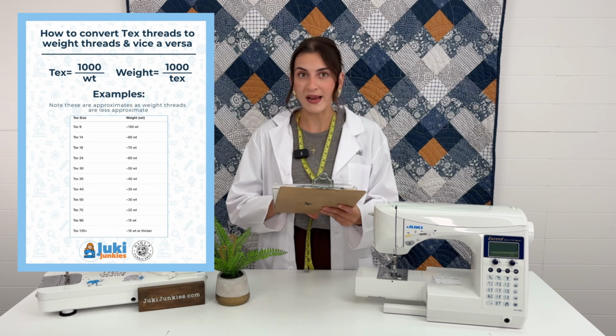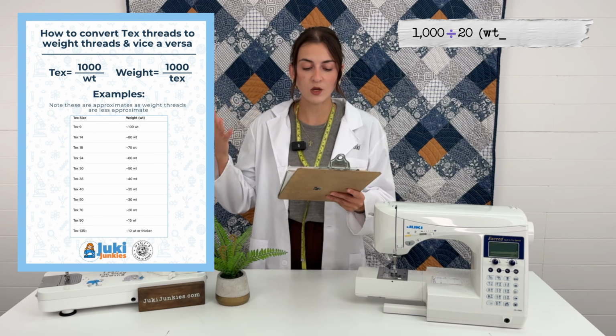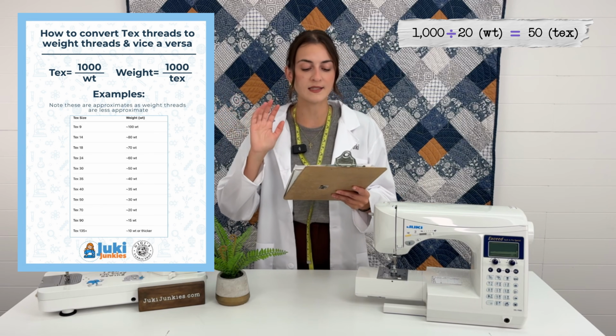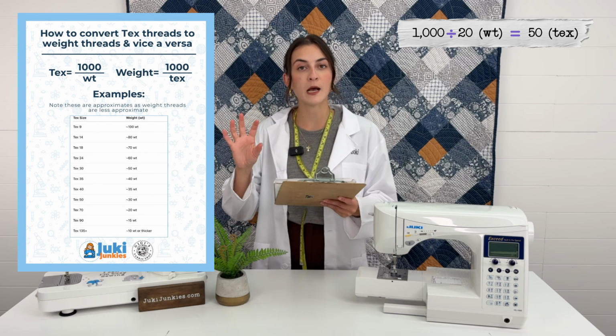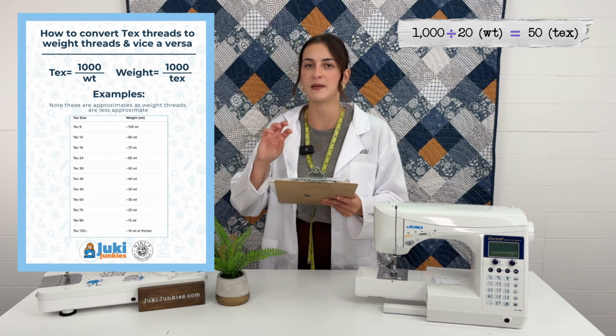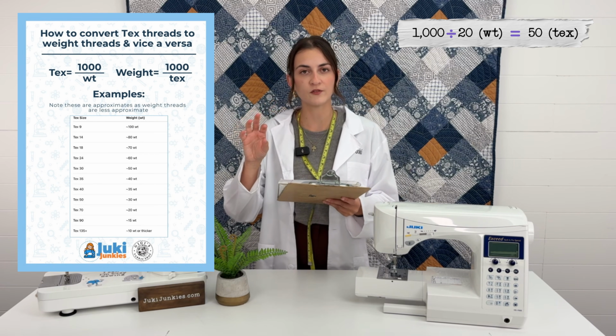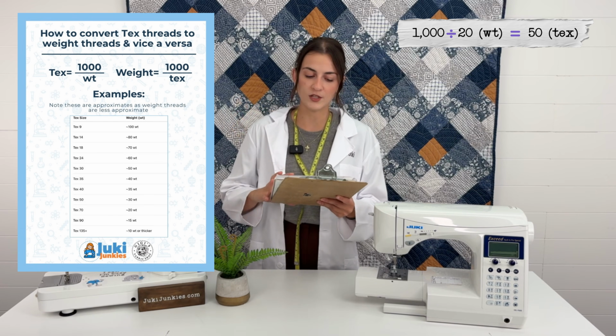So a couple examples for you: a thread weight of 20 is going to equal approximately a Tex 50. And I say approximately because you're obviously taking two different types of systems and converting them. So you might have little decimal differences here, but approximate numbers here, okay?